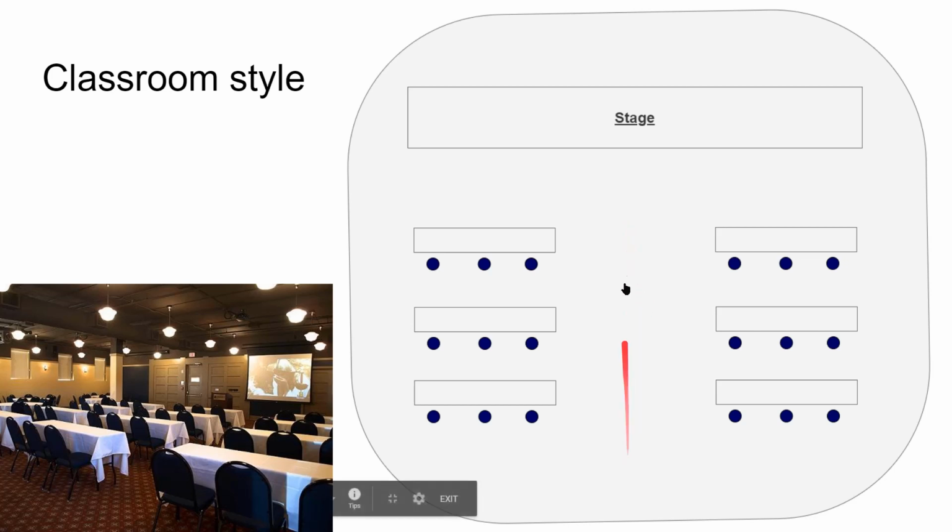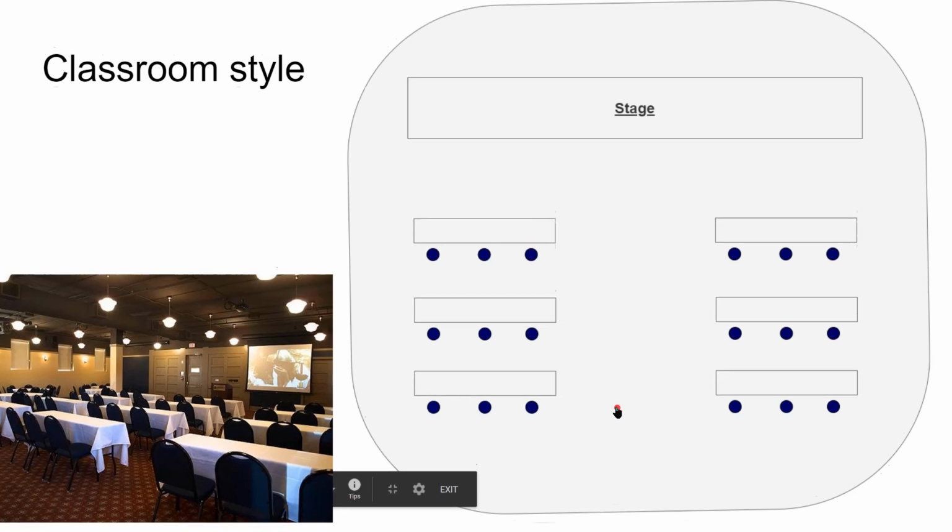So there are aisles here, and in between also there are aisles. And there can be more than 2 rows also. However, the second row's person will be sitting directly behind the first person, as you can see. So that's why it is called a classroom style arrangement.